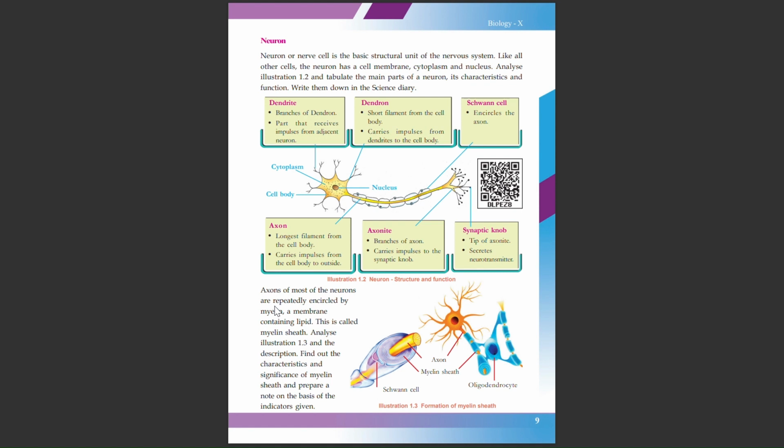So let's see what they've given. Axons of most of the neurons are repeatedly encircled by myelin, a membrane containing lipid. This is called the myelin sheath.